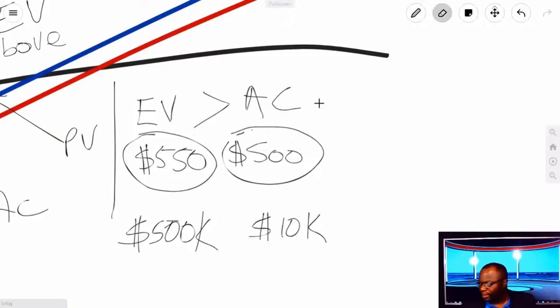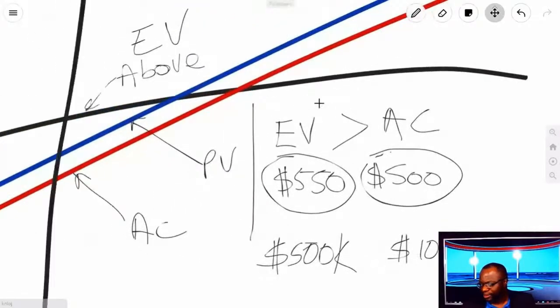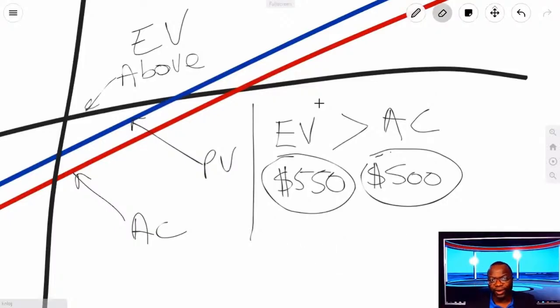Or in my example here, the lines are closer, of course. So we could say, I spent $500 and I got $550 out. That's the interpretation. So that is how you look at these graphs. If EV is on top of everything else, meaning PV and AC, you're good all around. You're under budget and ahead of schedule.